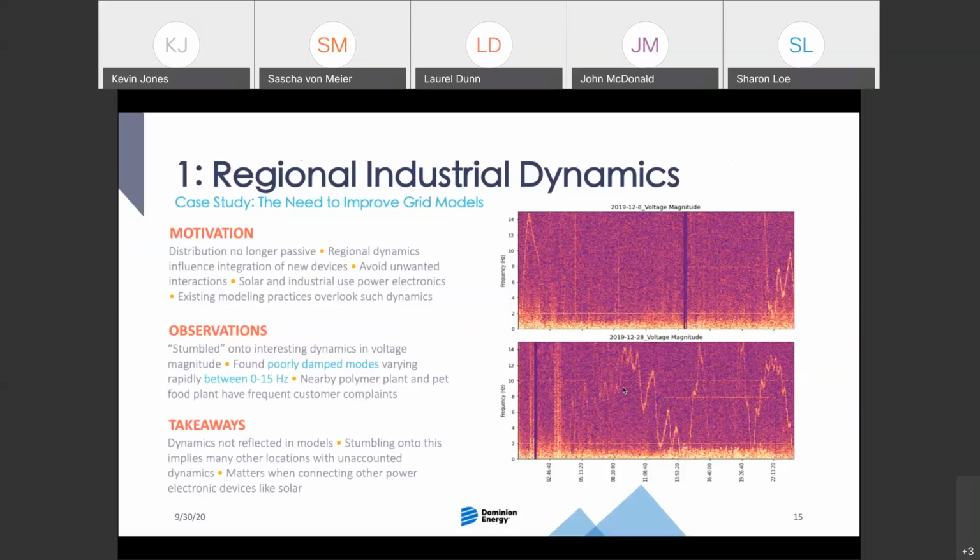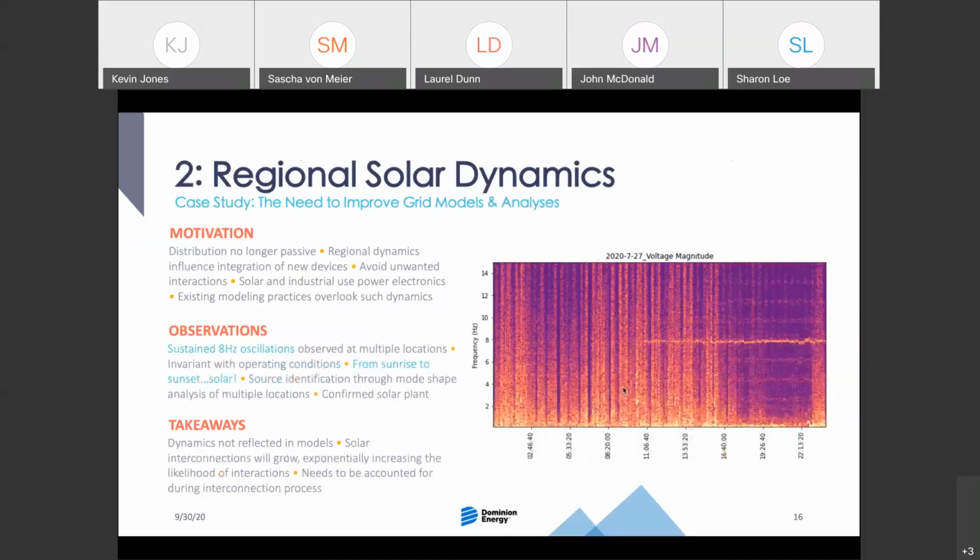So an industrial driven mode of oscillation might not cause a lot of problems in isolation, but imagine a world where you have ubiquitous solar or other inverter-based resources. This could become a problem, not just with the load dynamics, but with them interacting with themselves, which is a great tie-in to our next case study.